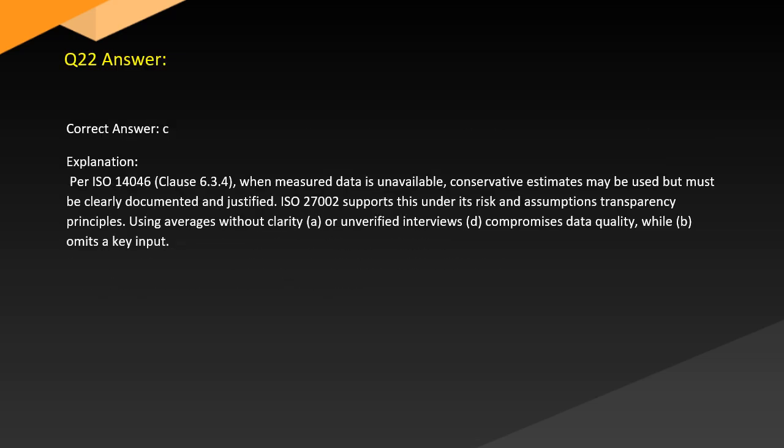Answer. Correct answer: C. Explanation. Per ISO 14046, Clause 6.3.4, when measured data is unavailable, conservative estimates may be used but must be clearly documented and justified. ISO 27002 supports this under its risk and assumptions transparency principles. Using averages without clarity (A) or unverified interviews (D) compromises data quality, while B omits a key input.